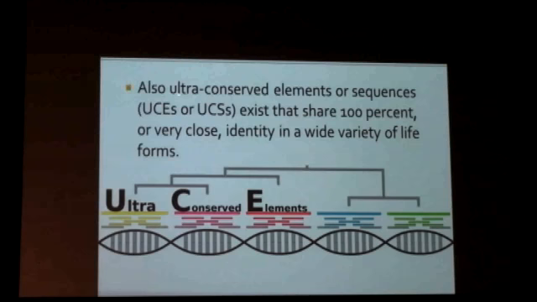Another problem is that we have ultra-conserved elements, and there's lots of them. They're 100 or 99 or close to that percent identical in a wide variety of life forms. So obviously you can't use this. To some degree what we're doing is cherry picking. We're throwing out the ones that give us very, very old dates, going back 1.5 billion years, and we're throwing out the ones that give us very new dates.